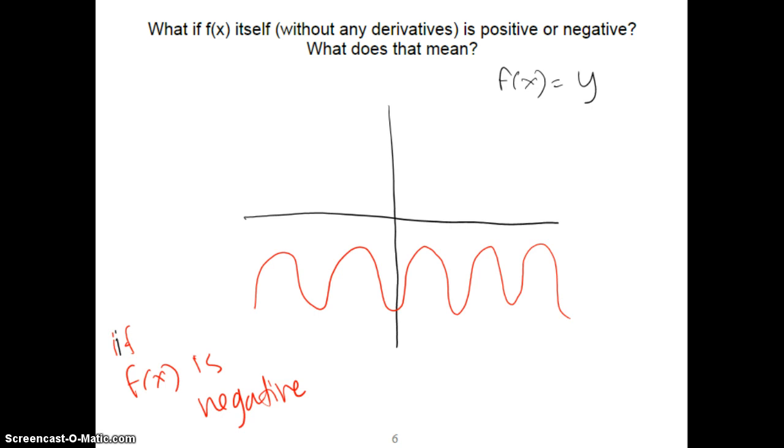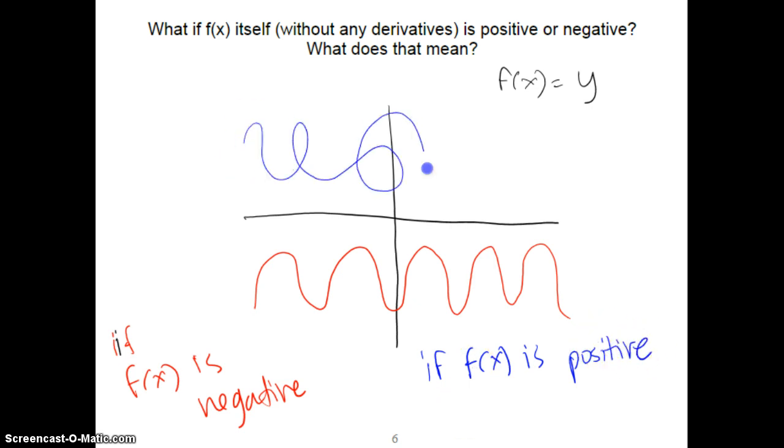If f of x is positive, that just means the graph itself has to stay in the positive y values. So it has to be in the top of the graph. So that's all f of x itself, whether it's positive or negative, means.